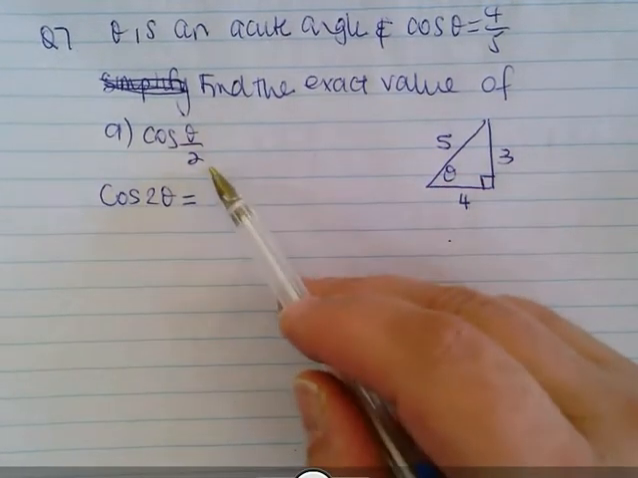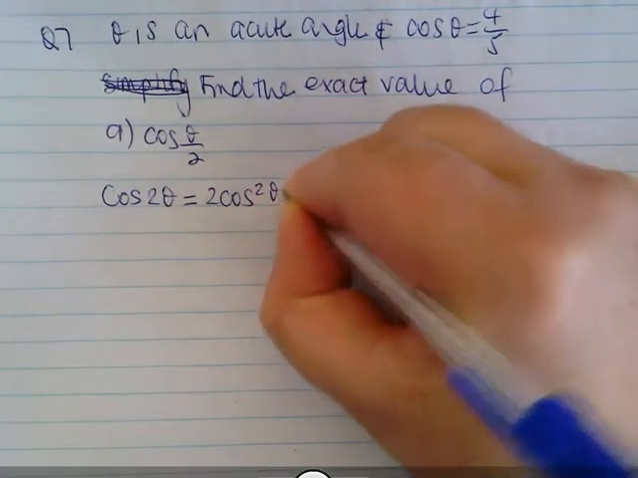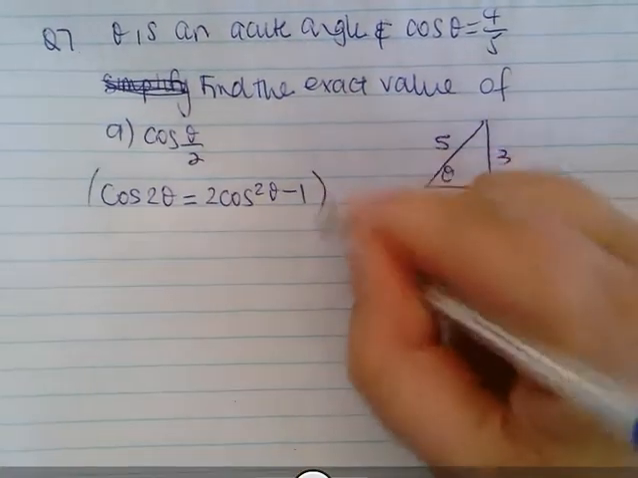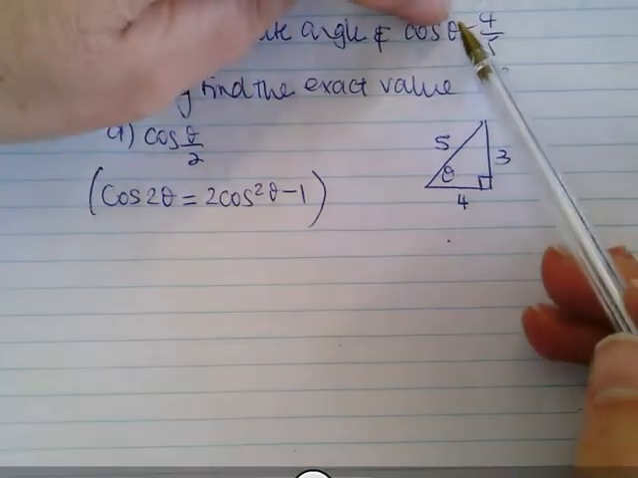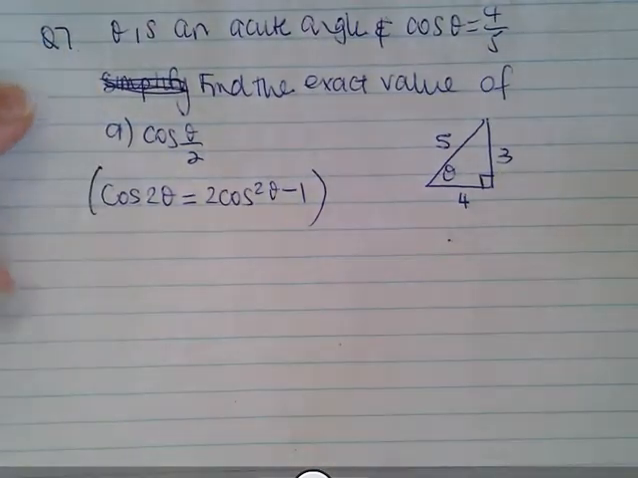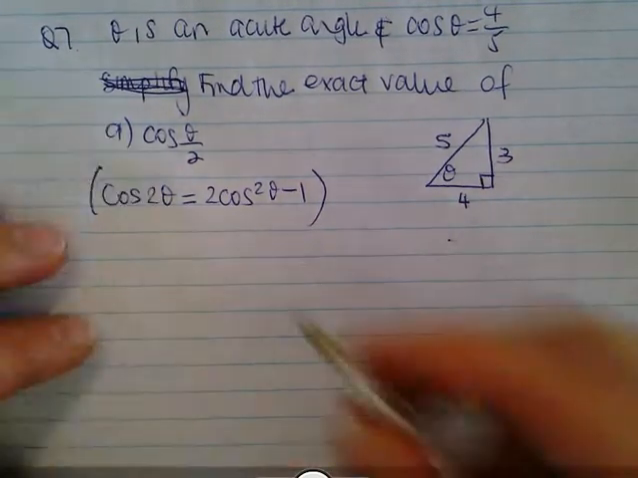We just want cos of theta on 2, so let's go 2 cos squared theta minus 1. That's the result you know, but we can't use that. We're going to use half of that. Look, they're giving you theta, they're asking for theta on 2. This is indicating you must use the double angle results, but we're using it half. So that's what you know.